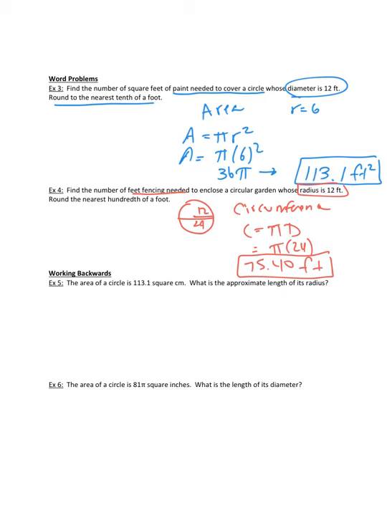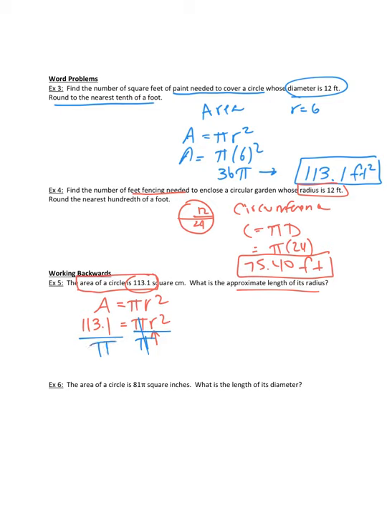So in example 5, the area of a circle is 113.1 square centimeters. What is the approximate length of the radius? When they give you the area, what I like to do is write the formula and take the area and put it under the A. And then I isolate the variable, the r. So to isolate r, if you think back earlier this school year, we divide both sides by pi.